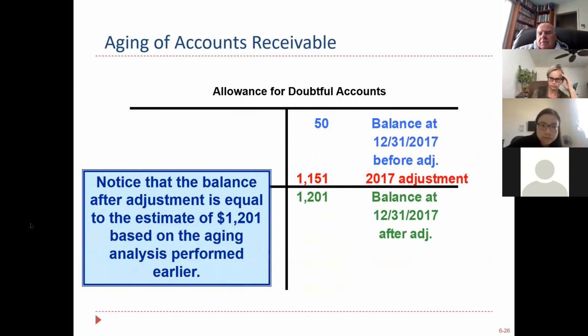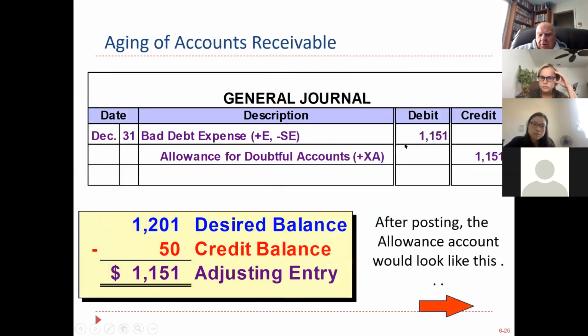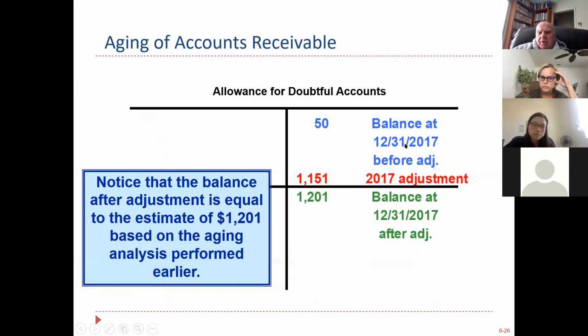Here is a T account for the allowance, okay? And they're just showing you, here was the balance here. You see that 1151? That's the credit to the allowance, right? That's our bad debt expense that we computed here. Here is my point.